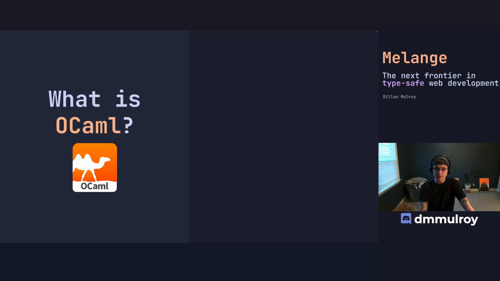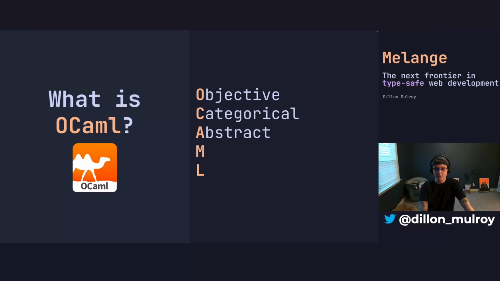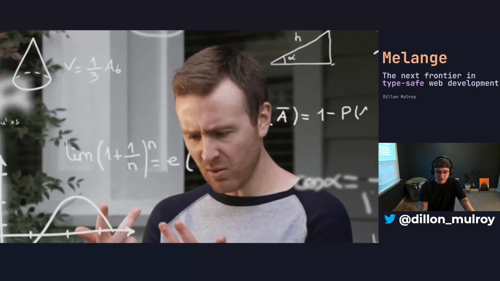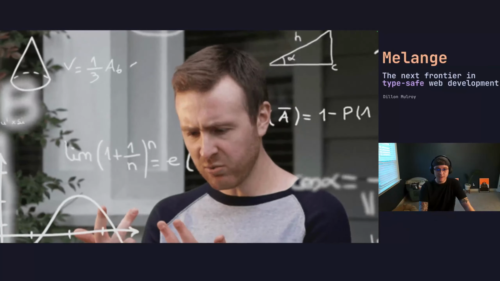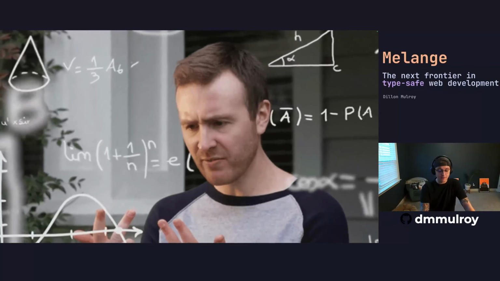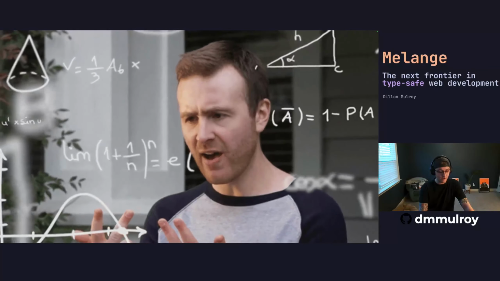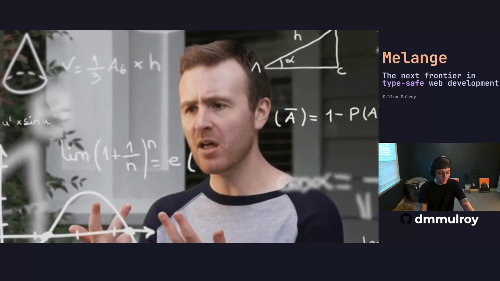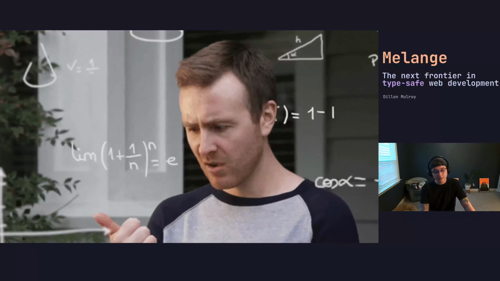So what is OCaml? OCaml is actually an acronym. It stands for Objective, Categorical, Abstract, Machine Language. If you're anything like me, I know what all of those words mean individually, but together I have no idea. I do not have a strong background in mathematics. I do not know a lot about category theory or type theory or anything like that.